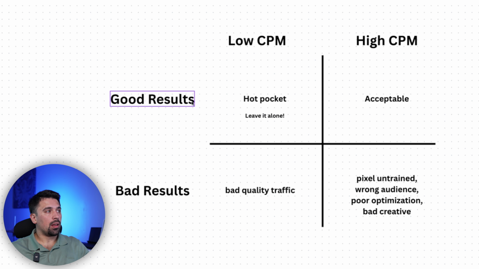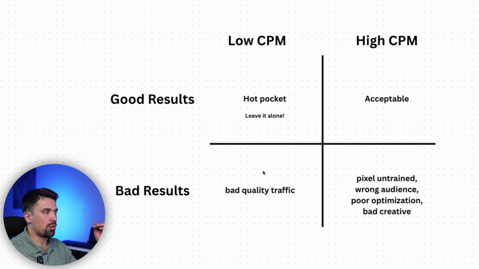Now, let's talk about good results with a high CPM, okay? That might be acceptable. If I have good results, but my CPM is high, I'll accept it, right? But I'm always looking for that CPM to come down, right? It might mean I'm reaching a higher tier audience that Meta deems as more expensive, okay? But again, if results are good, I'm leaving it.